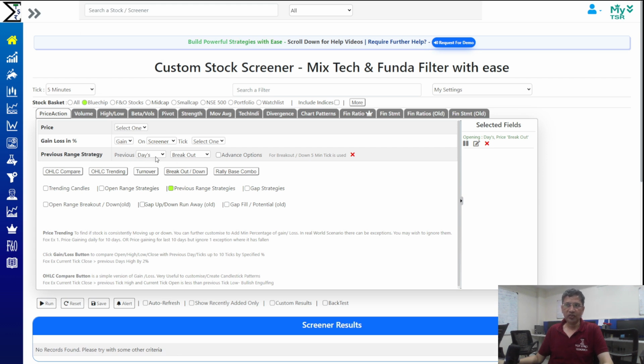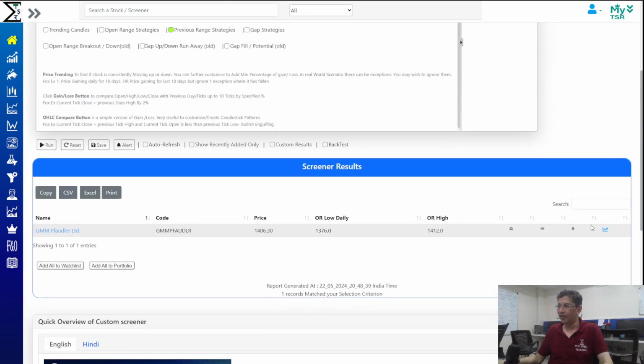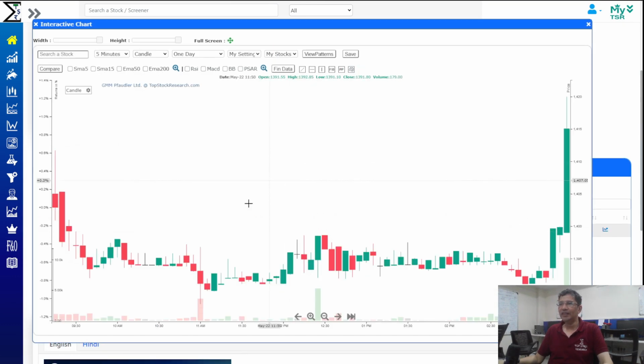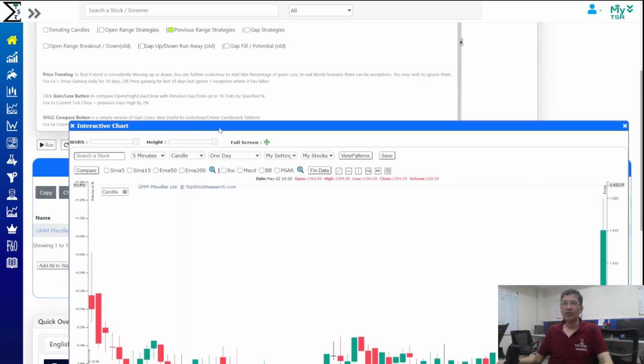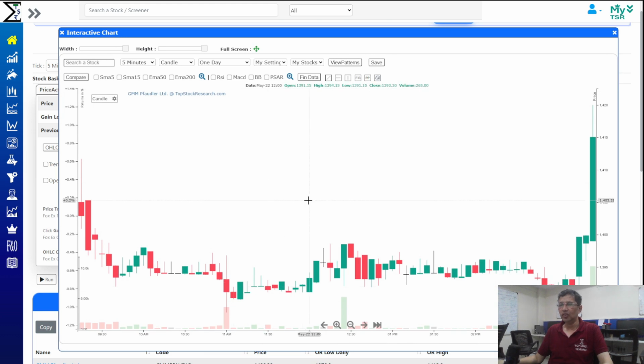Here, what we are looking for is previous day's breakout. So no stock in blue chip. Let's see if there's any in NSE 500. So we find a stock GMM, which is in NSE 500. When you click on this one, you'll see that this is a 1 day chart. The reason for choosing 5 minutes here is so that the chart opens by default in 5 minutes, easy to spot.